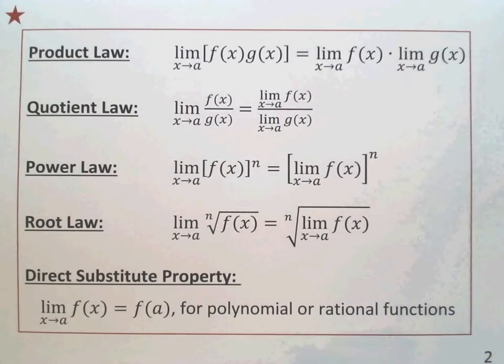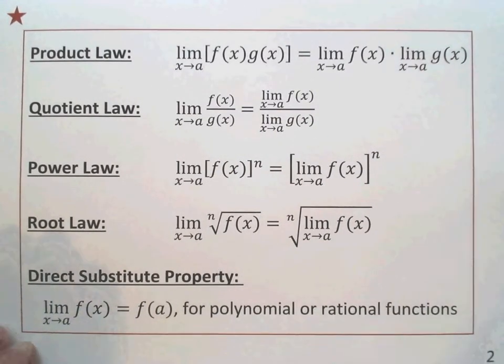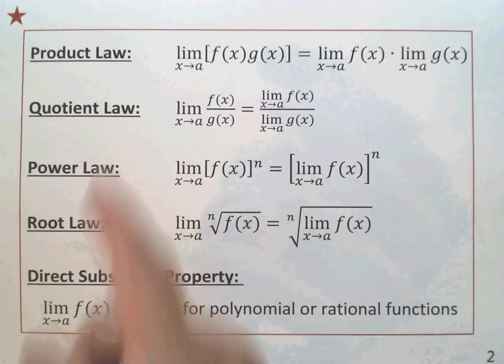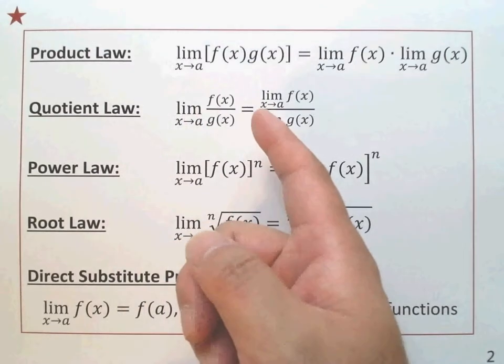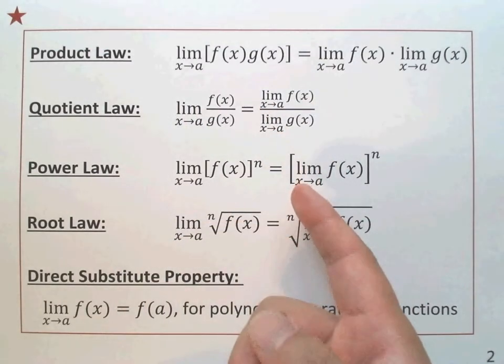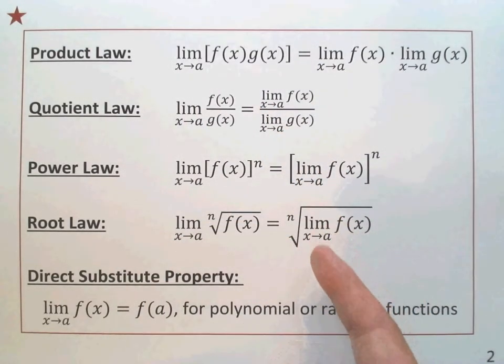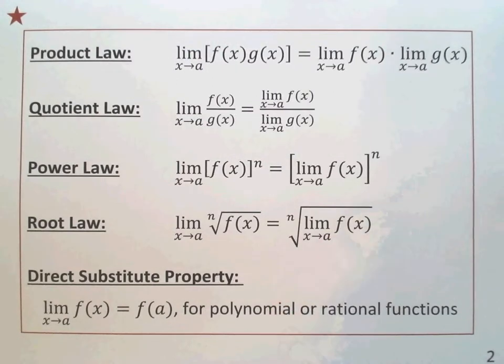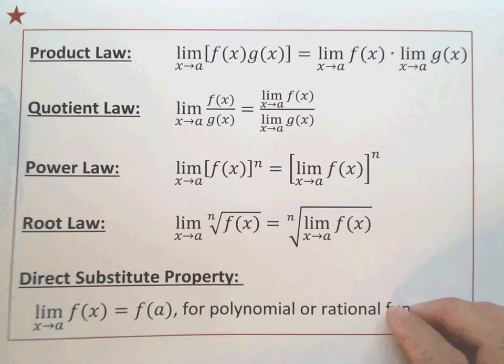So we already have all the basic properties we learned, and then I give you one example. We have different laws: the linear property, sum or difference or constant multiple, product or quotient law, power law, root law. If we deal with a polynomial, it is directly substituted, and if we deal with a rational function, it is the same.